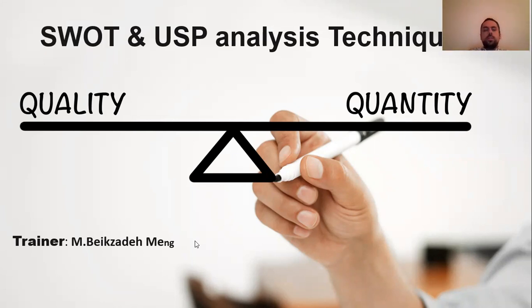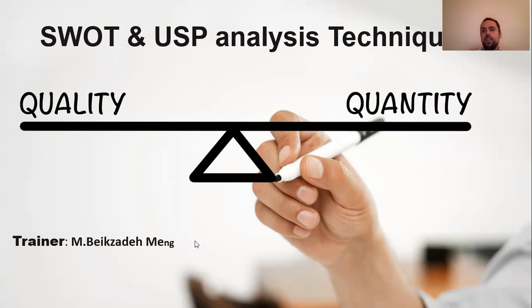My name is Mohammed Bekzadeh, and today I want to talk to you guys about two spatial analysis methods. The first one is the SWOT and the second one is USP. And also I want to talk about the multi-voting method with you. The main topic is the SWOT and USP analysis and multi-voting method.